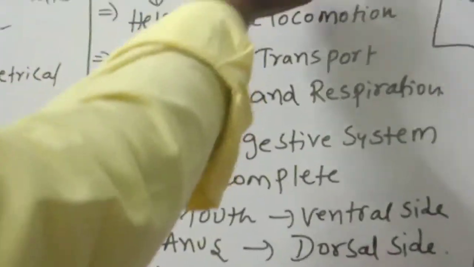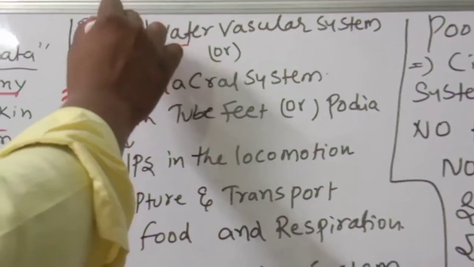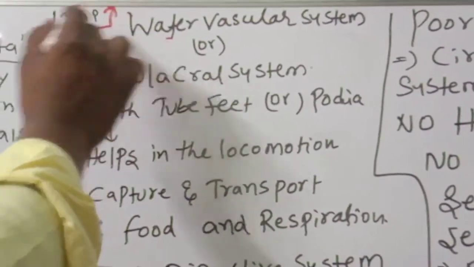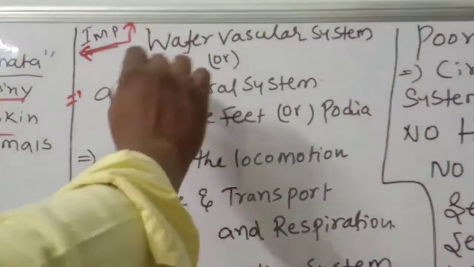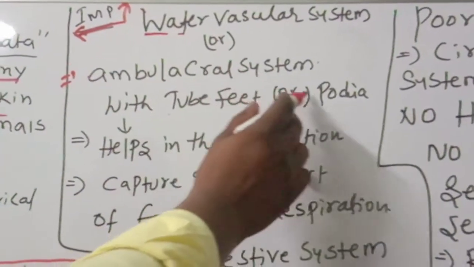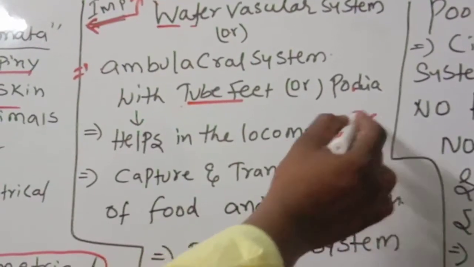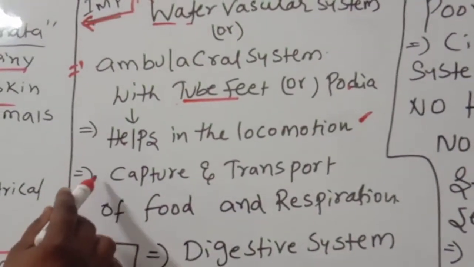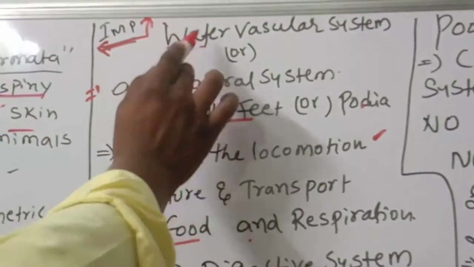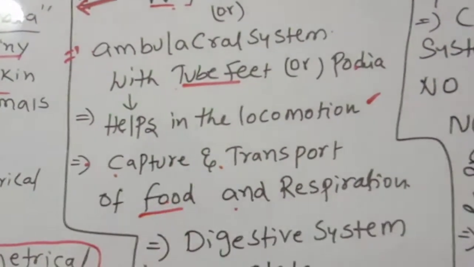And the water vascular system, or ambulacral system. The most important character in echinoderms is this special system. What is that special system? Water vascular system, also called ambulacral system, with tube feet or podia. Feet means podia. What are the functions of the water vascular system? It helps in locomotion, capture and transport of food, and respiration.